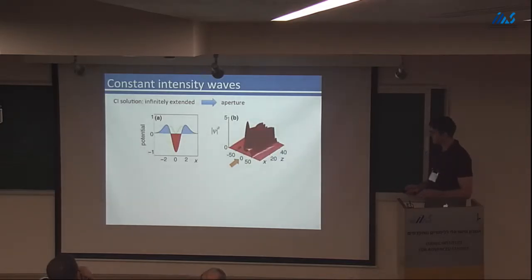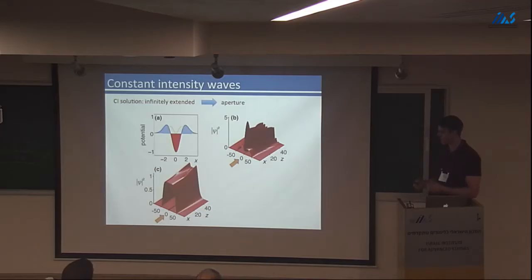What you see here is that we chose an aperture located between minus 50 and plus 50, and we injected a wave into the system that is a plane wave, but does not feature the proper phase factor we would require for a constant intensity solution. This very small structure here is actually the potential. And you see what immediately happens: the wavefront is immediately amplified in the gain regions and damped in the lossy regions.